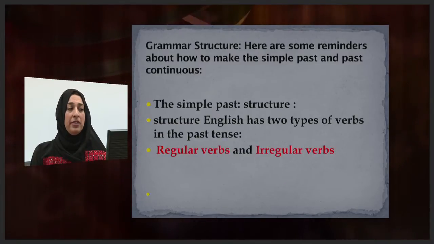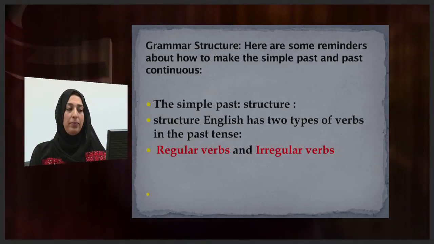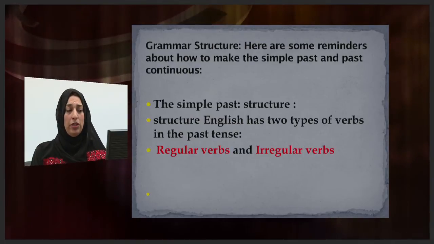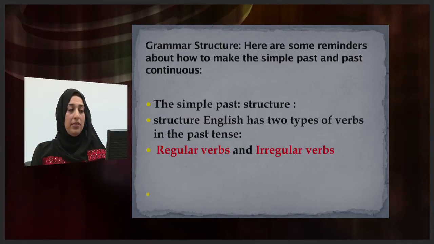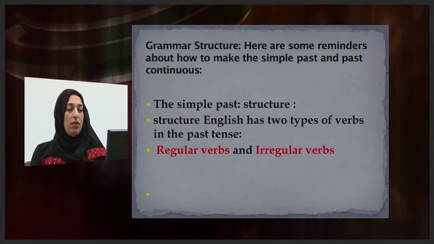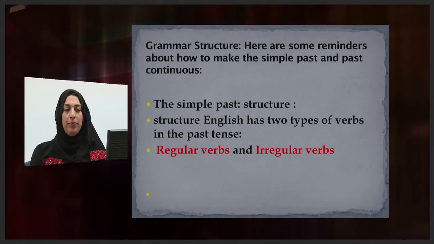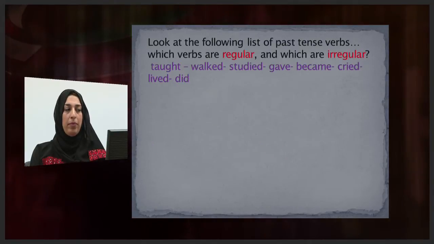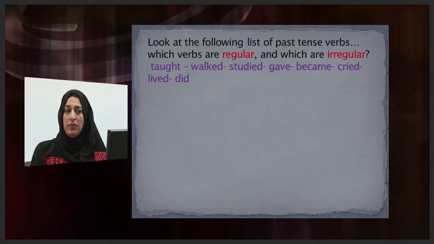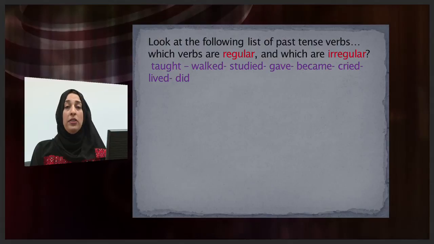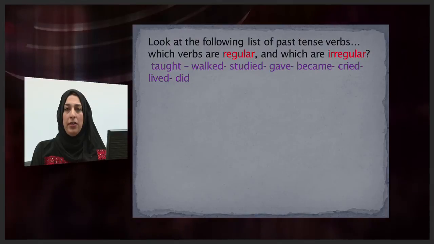Here are some reminders about how to make the simple past and past continuous. The simple past structure. English has 2 types of verbs in the past tense. We have regular verbs and irregular verbs. I need you to have a look at the following list of past tense verbs. I want you to tell me which verbs are regular and which are irregular.